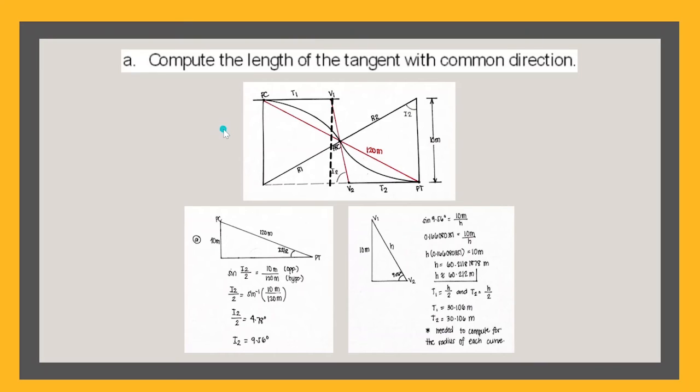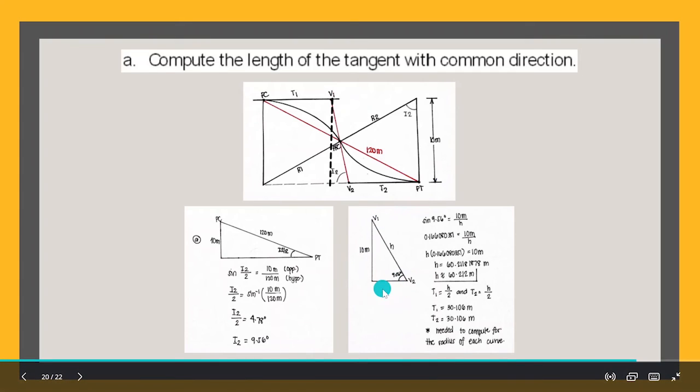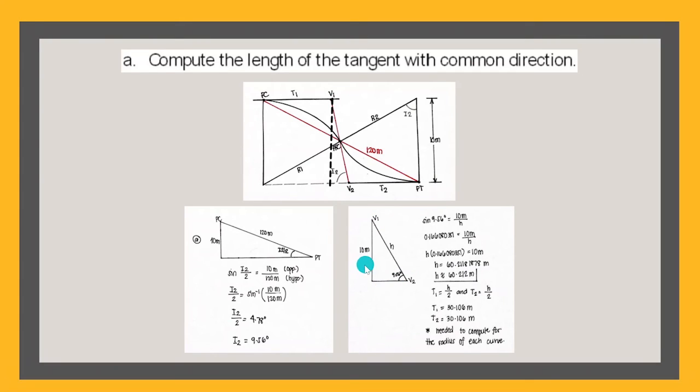So remember that our goal is to compute the length of the tangent with common direction, which is this one. And remember that we have a vertical height or distance of 10 meters connected to the extension line of our second tangent, which is this one. Thus, we can create another right triangle, which is shown here. So looking back, we know that the length for this side is 10 meters, having an angle of 9.56 degrees, and h as our unknown value, or the tangent with common direction which connects V1 to V2.